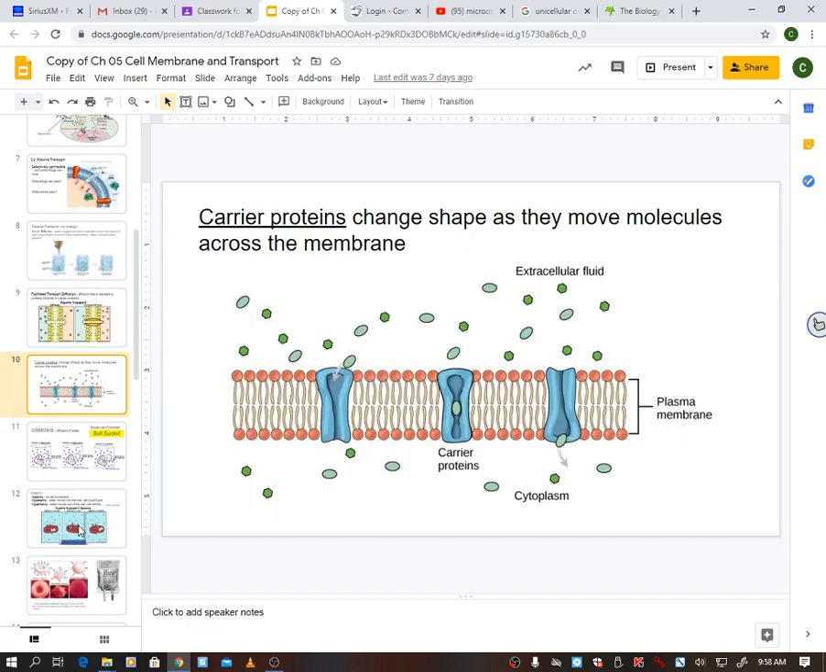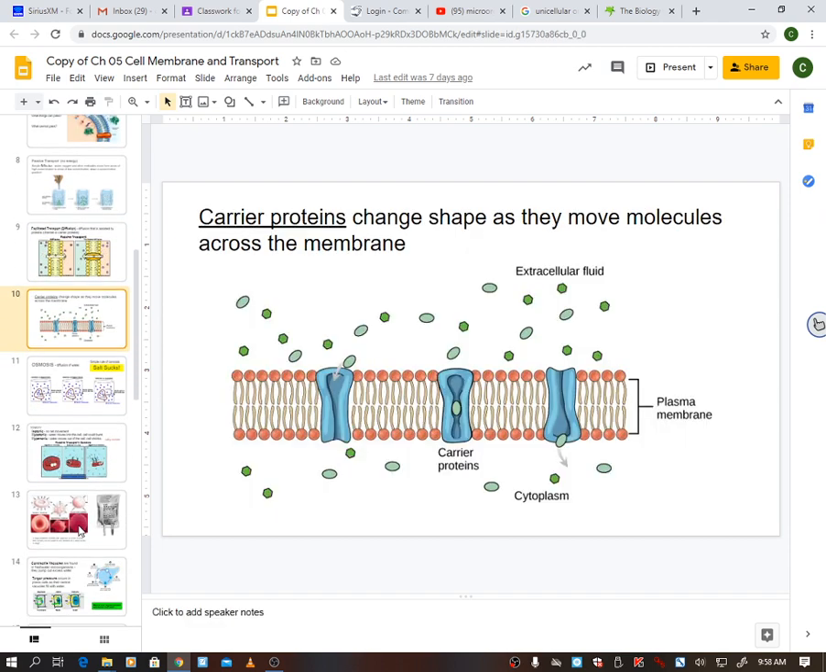All right, carrier proteins are just that. It's almost like they're carrying them through. So it's not going to let everything through. These things cannot go across the membrane. If you look, these little hexagon looking guys are not going to fit through here. When this little circular oval shaped one hits right here, this carrier protein will open up and carry it over into the other side.